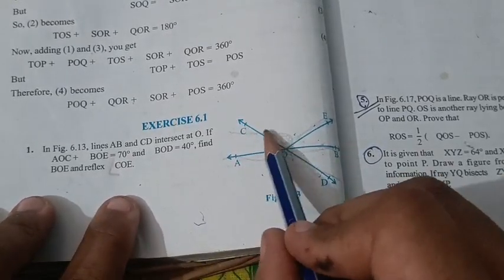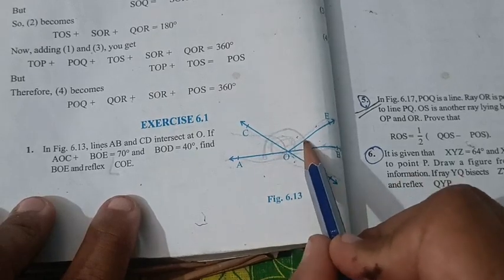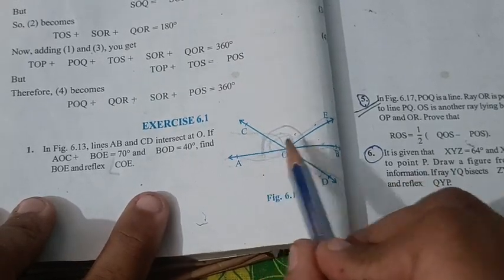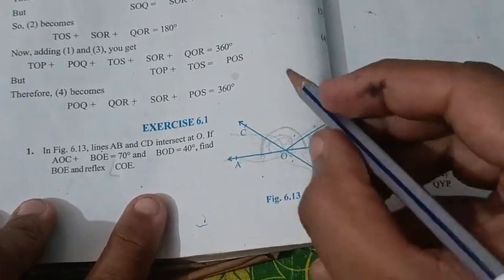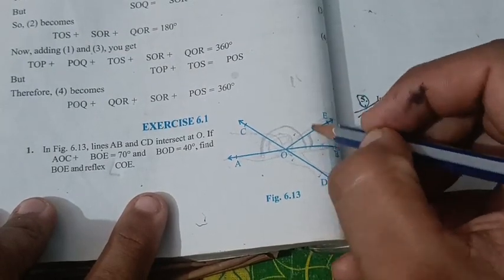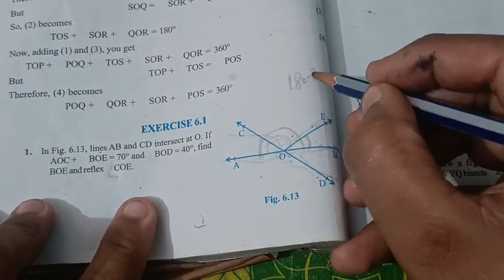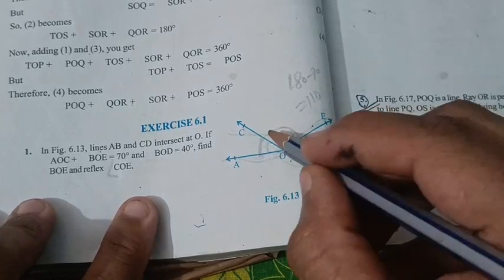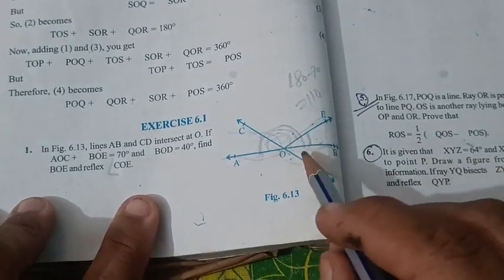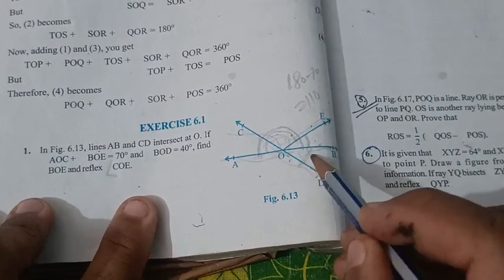So what we have to do is, this whole angle on the line is 180 degrees. We know this angle and this angle together become 70, so 180 minus 70 is equal to 110. This angle is 110. Now taking this, this angle we know is 40.